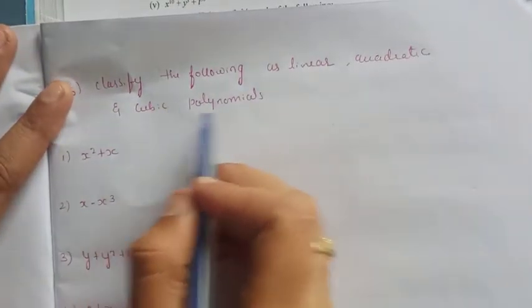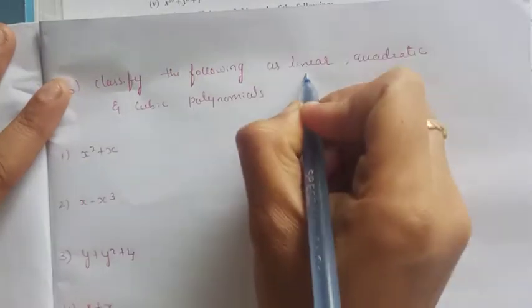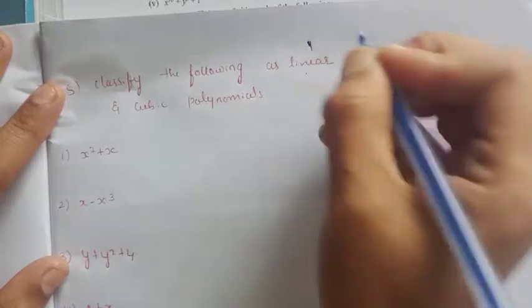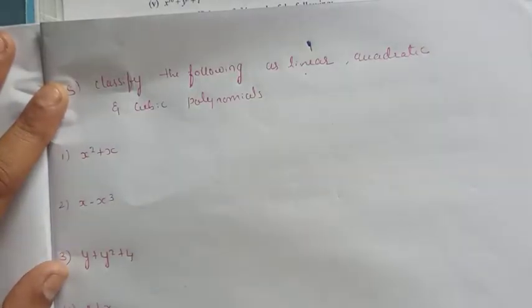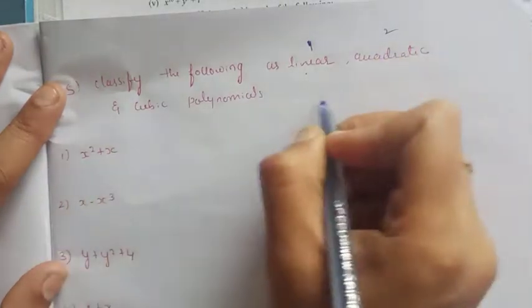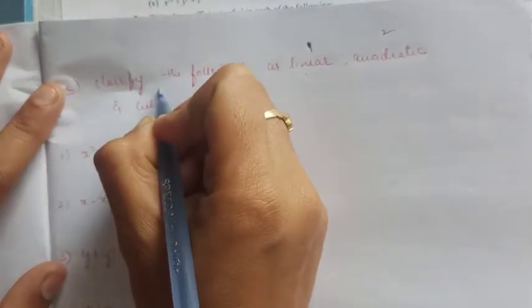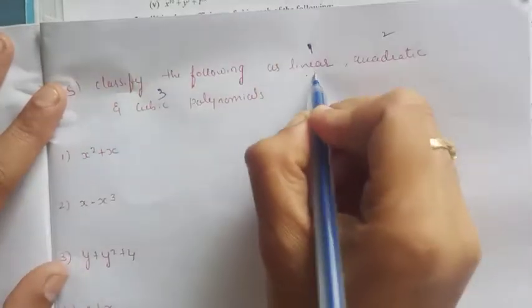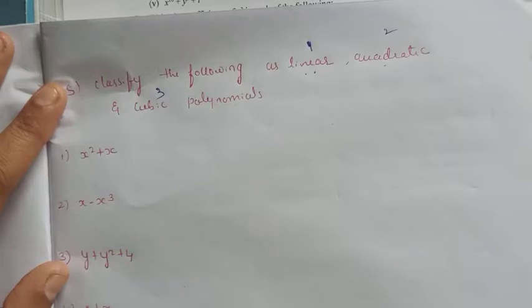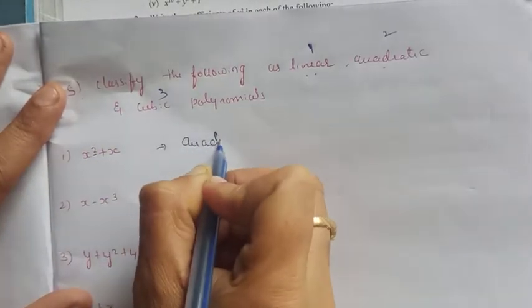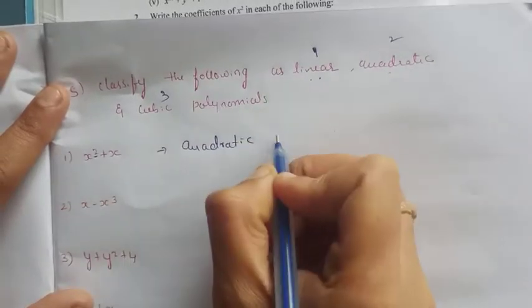Next, classify as linear, quadratic and cubic polynomials. Linear means the degree should be 1, the variable power must be 1. Quadratic means the variable power should be 2, and cubic means the variable power should be 3. Then only can we classify it as linear, quadratic or cubic. Here the highest degree is 2, so it is called a quadratic polynomial.